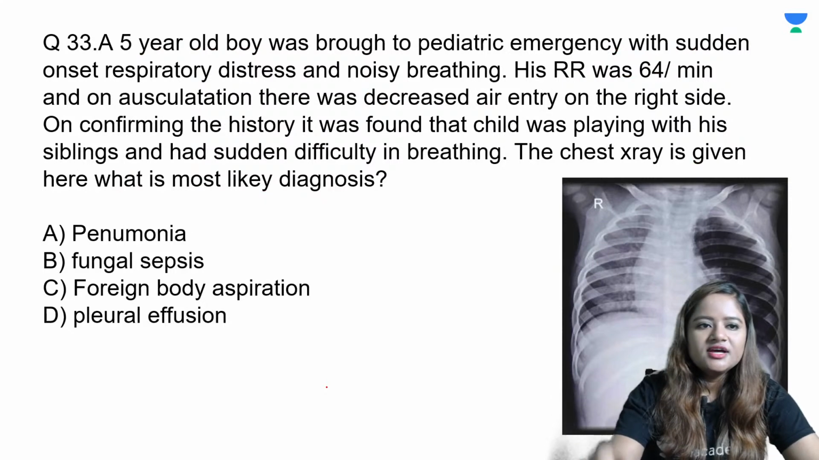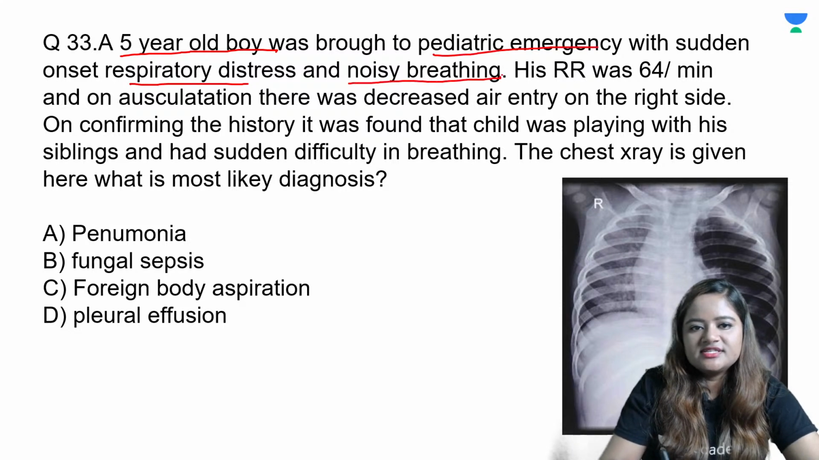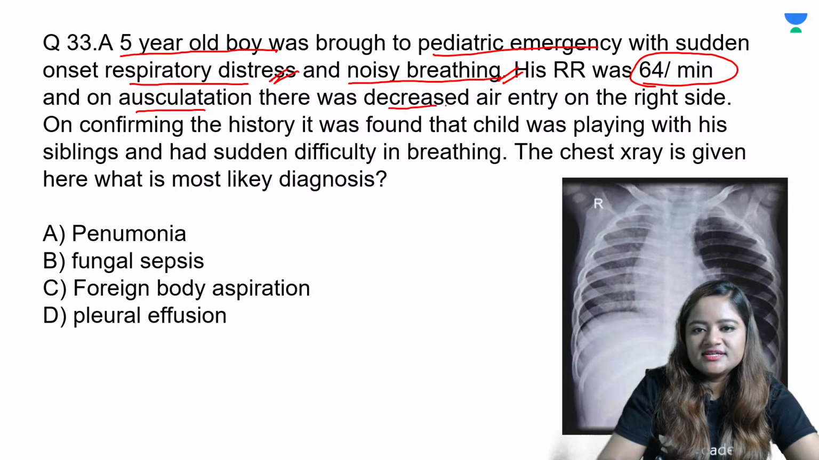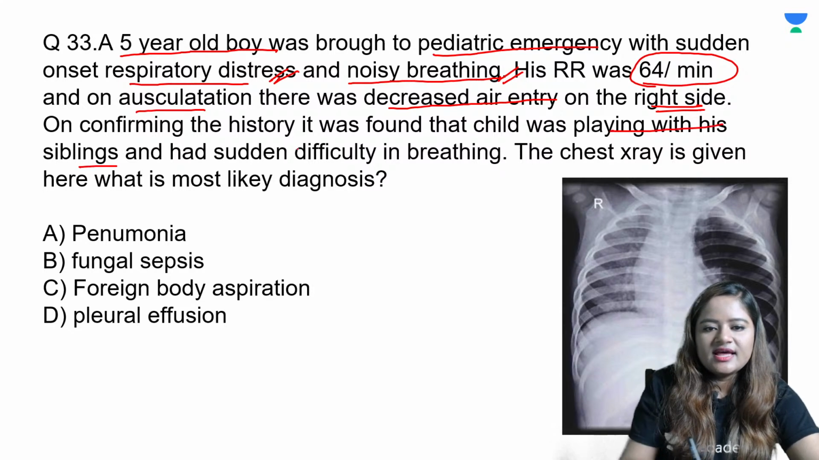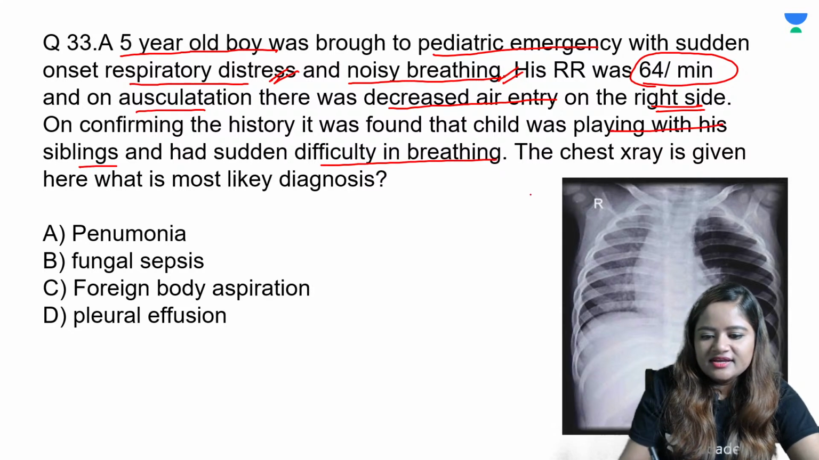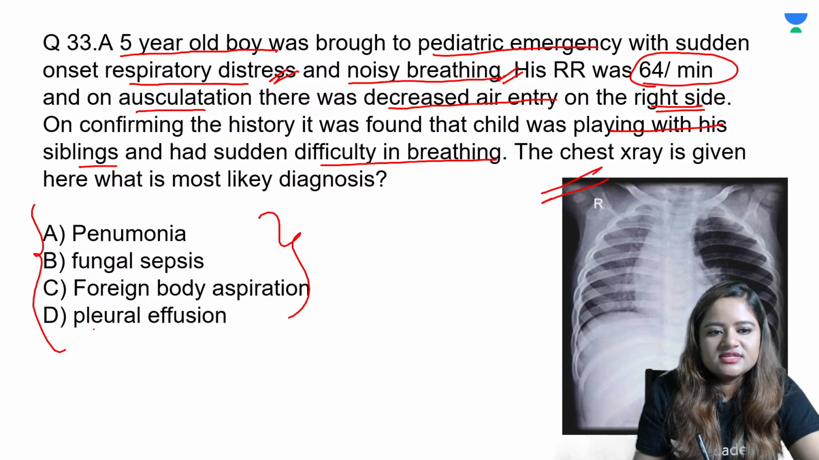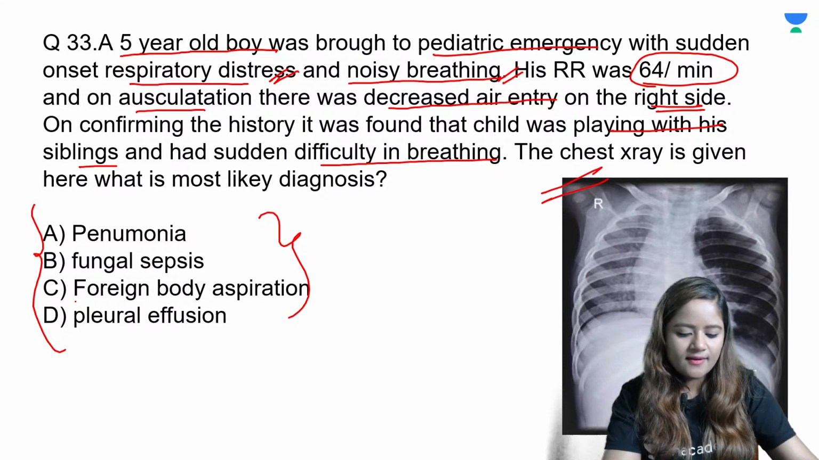Okay. Question number 33. A 5-year-old boy was brought to pediatric emergency with sudden onset of respiratory distress and noisy breathing. So distress is also there and there is noisy breathing as well. His RR was 64 per minute. On auscultation, you find there is decreased air entry on the right side of the chest. On confirming the history, it was found that the child was playing with his siblings and has had sudden difficulty in breathing. The X-ray has been shown, so kindly analyze the X-ray and choose the likely diagnosis. Is it pneumonia? Is it fungal sepsis? Is it foreign body aspiration? Or is it pleural effusion?